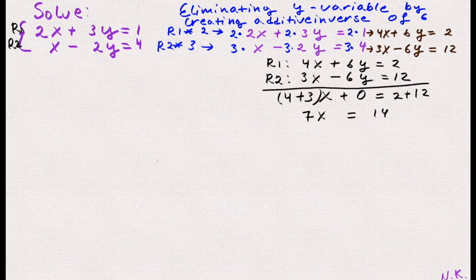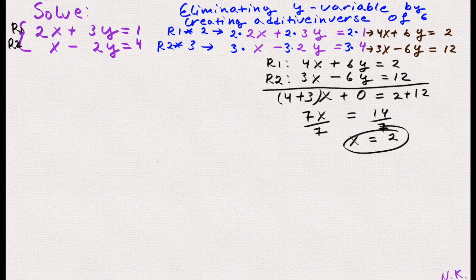To solve for x, we just need to divide by 7 on both sides. And we get x is equal to 2. And this is part of our solution. The x value is equal to 2. In order to find the y value, we can eliminate x variables or use substitution to find the other variable.